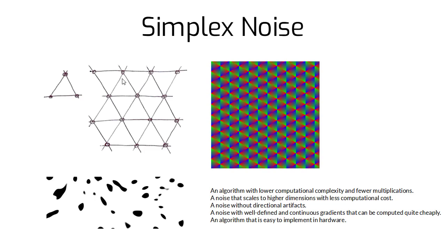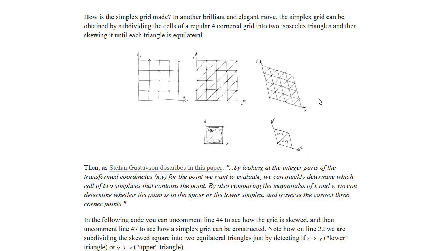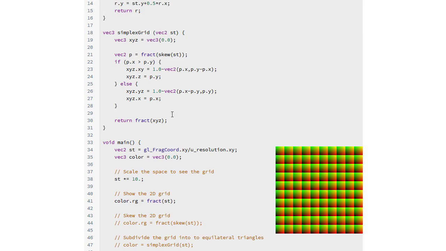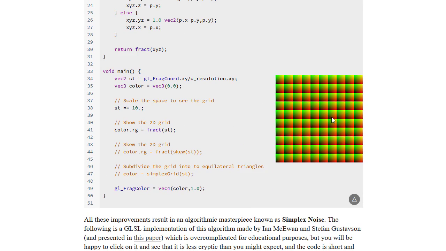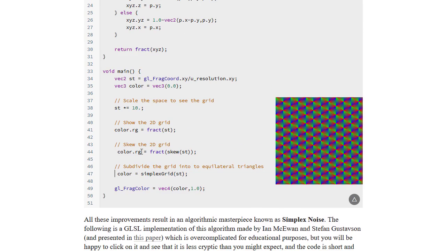Simplex noise is an improvement of the initial algorithm by interpolating between triangles instead of squares. This is much more efficient than the original algorithm, and here are some of the differences. You can check how the grid works on the Book of Shaders page. You can see in these lines the conversion from a grid of squares to a grid of triangles.